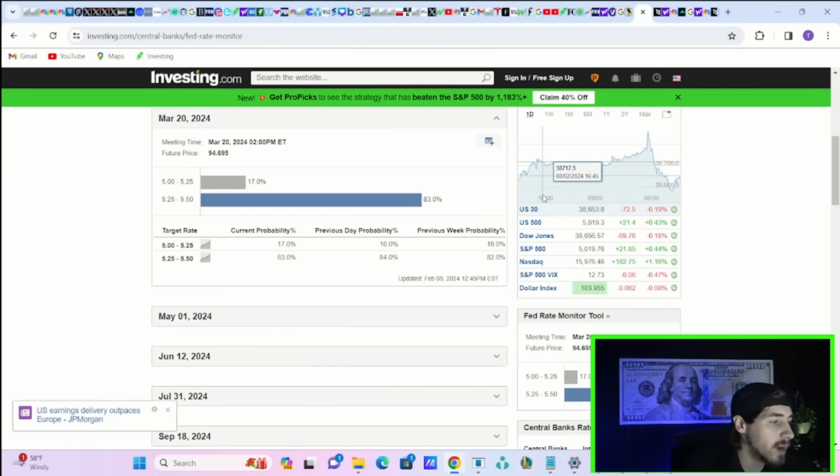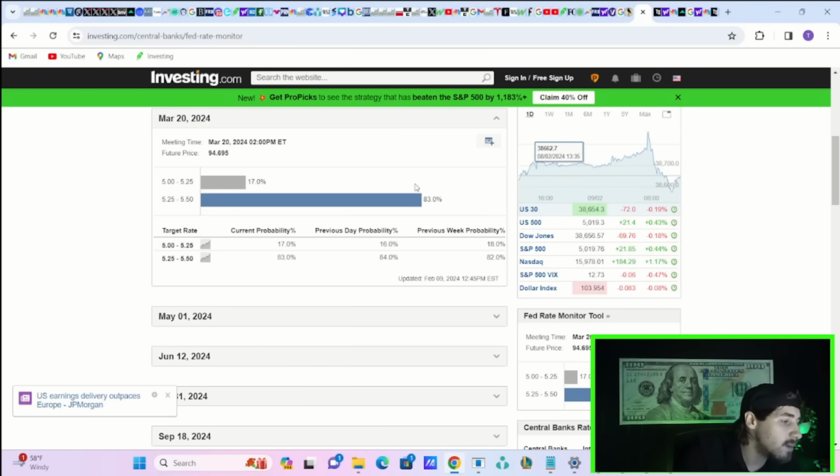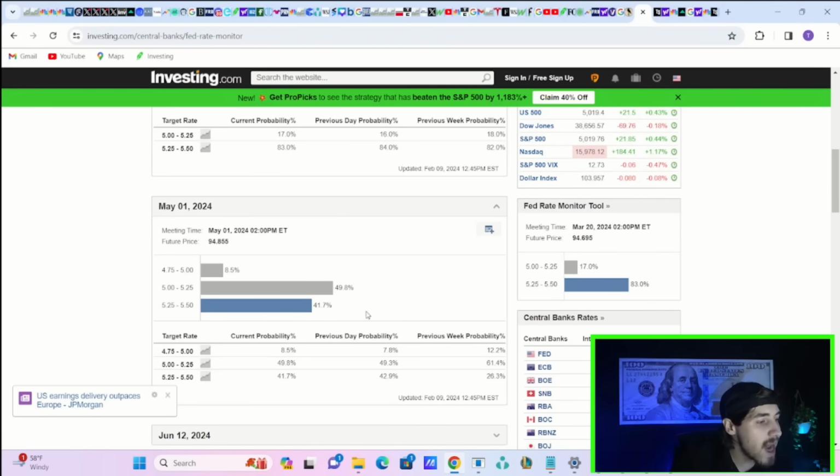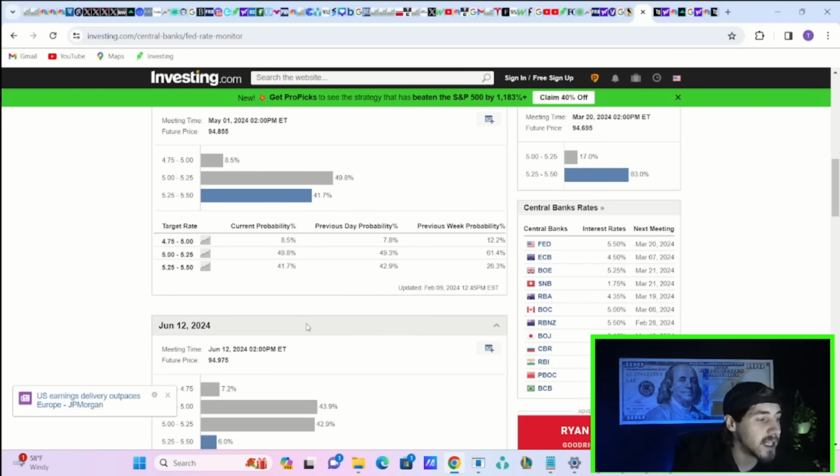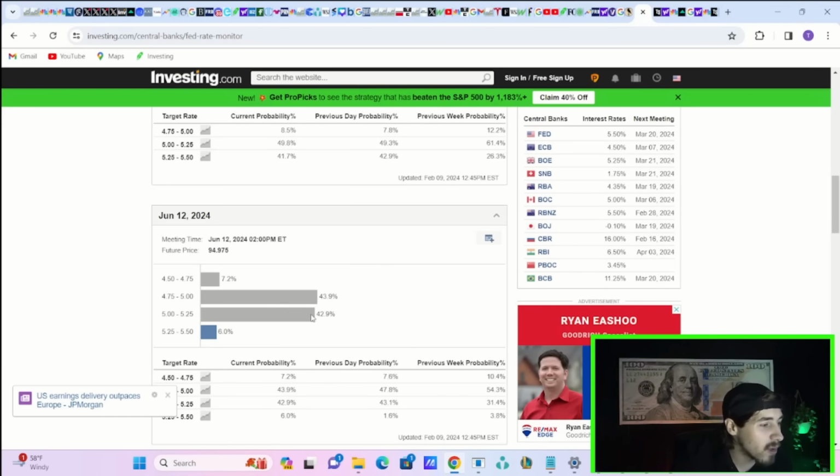Markets are still assigning an 83% chance of a pause for March, a 17% chance of a rate cut. For May, the odds are starting to get very close here. About 49.8% of investors expect the first cut to be in May. 41.7% of investors expect a continued pause. And then June, the real debate here is whether we're going to have one rate cut or two rate cuts by June. 43.9% chance of two rate cuts and 42.9% chance of one rate cut. So only a 1% difference in pricing right now that markets are assigning whether we have two rate cuts or one rate cut. So it's almost a coin toss.